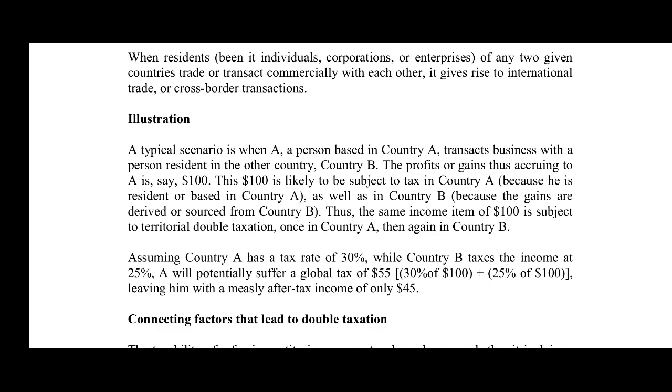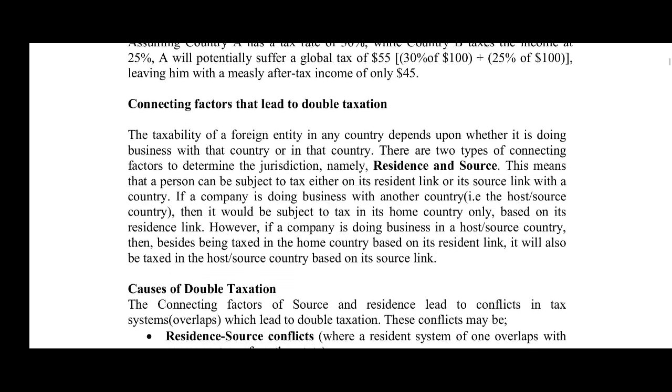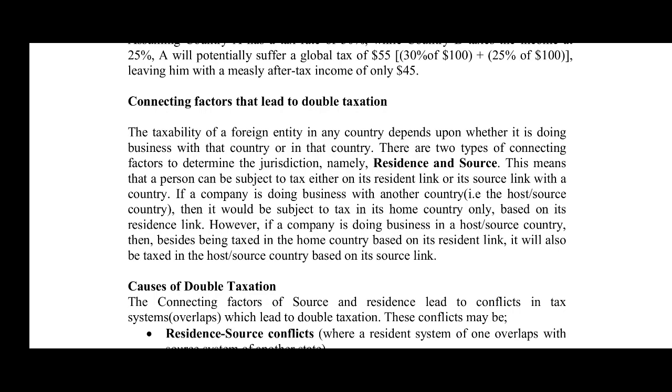As we've talked about double taxation, there are some factors that cause it, or connecting factors that can lead to double taxation. The taxability of a foreign entity in any country depends on whether it is doing business with that country or in that country. There are two types of connecting factors that determine the jurisdiction, or that may lead to double taxation, namely the residence and source principles.